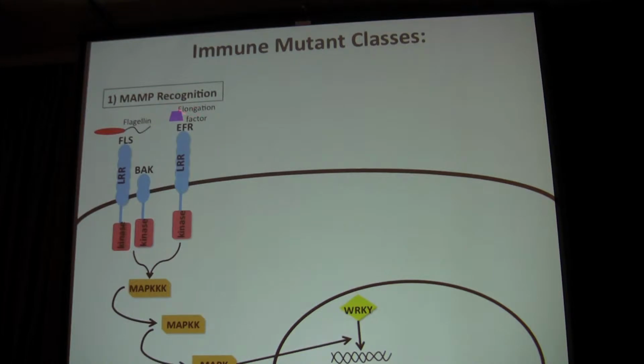The first here is MAMP recognition. So the plant's recognition of things like flagella or elongation factor or peptidoglycan as a way to sense its microbial environment. This normally sets up a signaling cascade which turns on defense genes in a process called MAMP-triggered immunity. So when this process is disturbed, how does the plant still control its microbial environment?